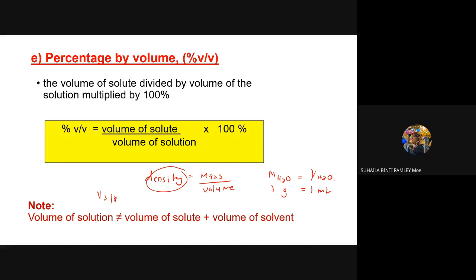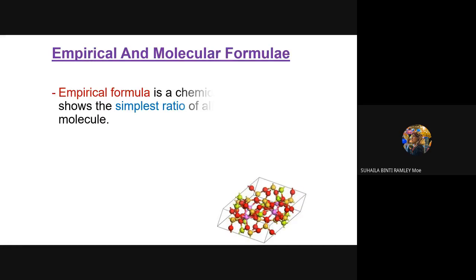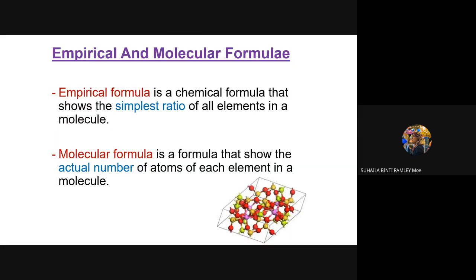Okay, why? Other than water, we cannot. Different density. Yeah, different density, because only water has a density of 1 gram per ml. Others may be less than 1 or more than 1. So that's why the volume of solution is not equal to the volume of solute and solvent. Oh, this was covered earlier. Okay, so this one is for the lecture notes.